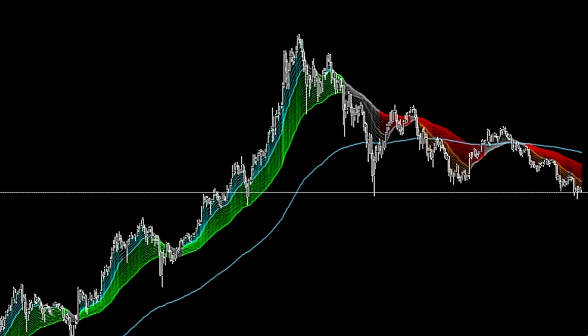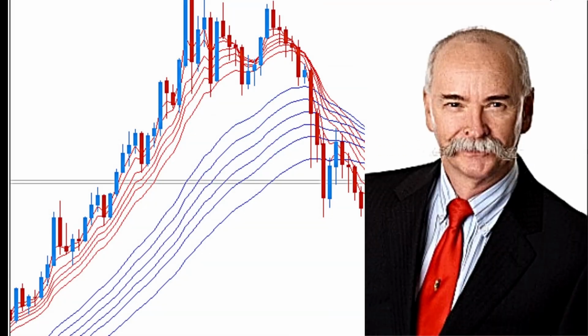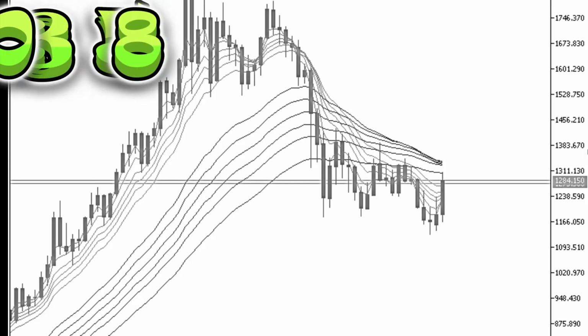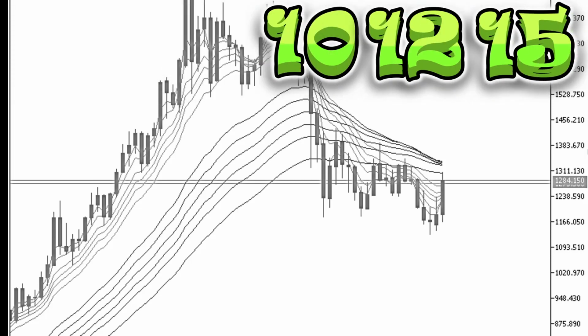The GMMA indicator plots 6 moving average lines for the short-term set and another 6 moving average lines for the long-term set. The short-term moving average lines are 3, 5, 8, 10, 12, and 15 period exponential moving averages. The long-term moving average lines, on the other hand, are 30, 35, 40, 45, 50, and 55 period exponential moving averages. The two groups of moving averages are differentiated by color. The short-term are blue, while the long-term are red. Again, this is up to you.